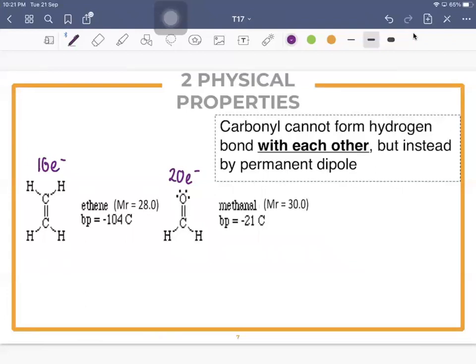However, here you can see that methanal has a higher boiling point than ethene. Okay, remember that it's a negative number, so negative 21 is higher than negative 104 degrees Celsius. This is because methanal has an additional and stronger intermolecular force, which is the PD-PD interaction. Okay, so for ethene, there's only the ID-ID, whereas in methanal, you have ID-ID as well as PD-PD, and we all know that PD-PD is much stronger than ID-ID.